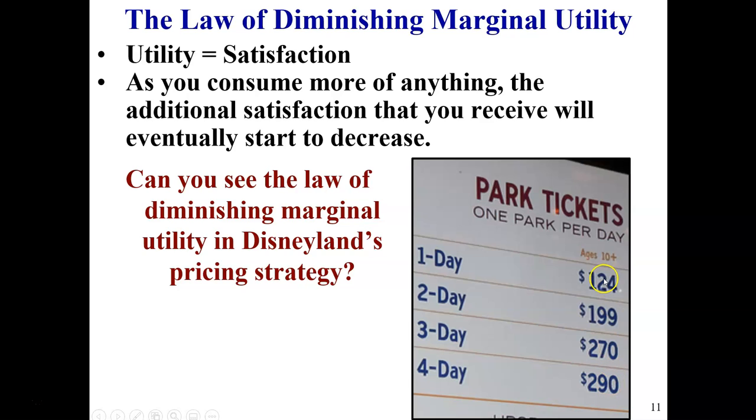Why does it not cost double to go from day 1 to day 2, or triple to go from day 1 to day 3? That represents the law of diminishing marginal utility. The first day is super fun, and you're willing to pay that high price. But if you're going to keep going, it's going to lose its utility, or it loses its satisfaction.